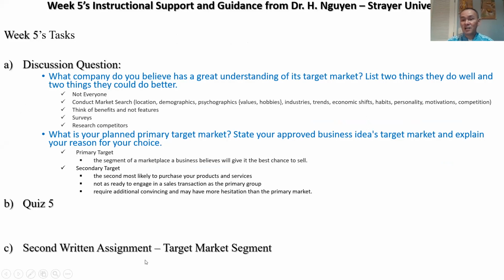In week 5, we have 3 tasks: discussion question, quiz 5, and the second written assignment. The second written assignment focuses on target market segment. The topic for this assignment is aligned with the discussion question and with quiz number 5. I posted a sample of each task in the course announcements already. Make sure that you access Blackboard and your iCampus so you can access these items that are already uploaded for you to view, for you to use as guidance.